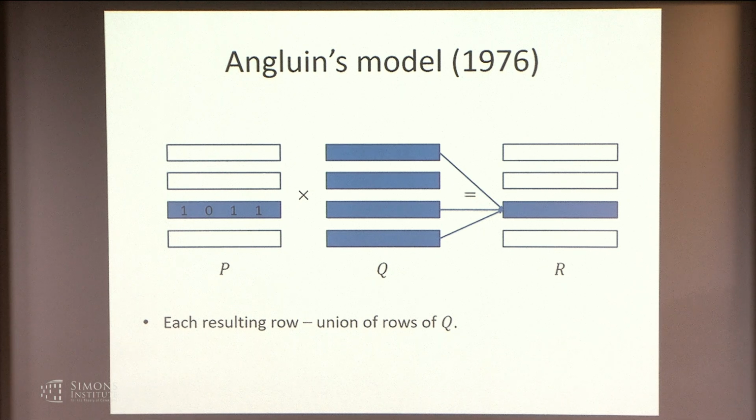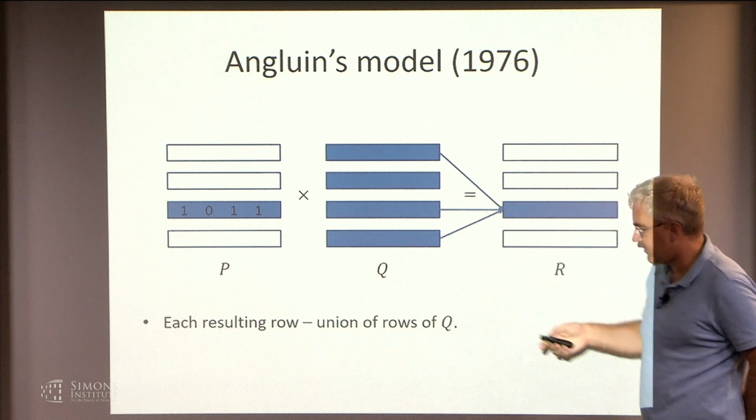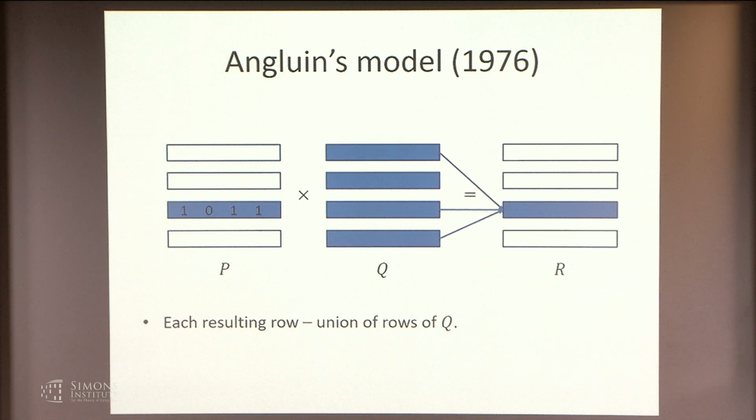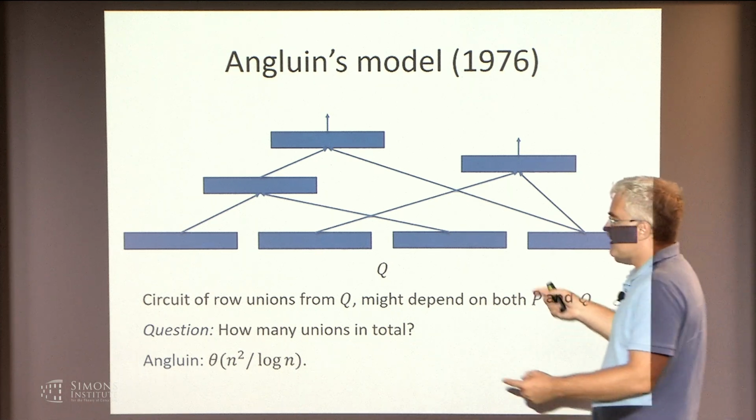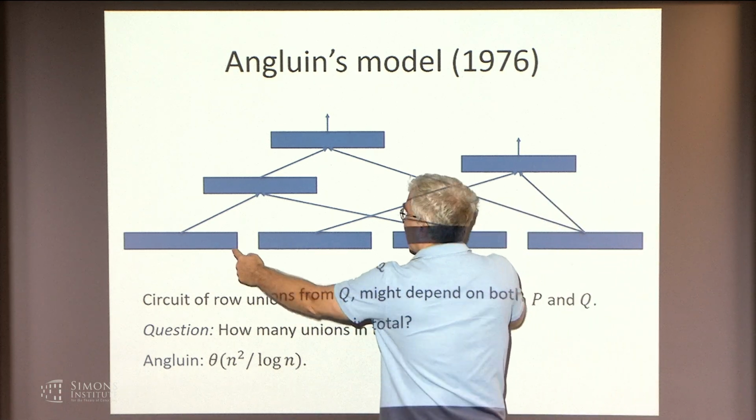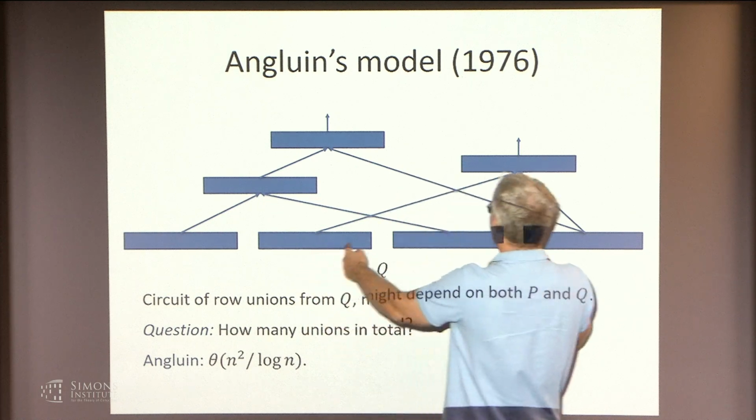Now the question Angluin asked is how many of these unions you need to compute if you are making them binary. Say I allow you only binary unions, then how many will you need? In particular, you can think of our model as, for given matrices P and Q, giving you some prescription of which rows to take the union of.